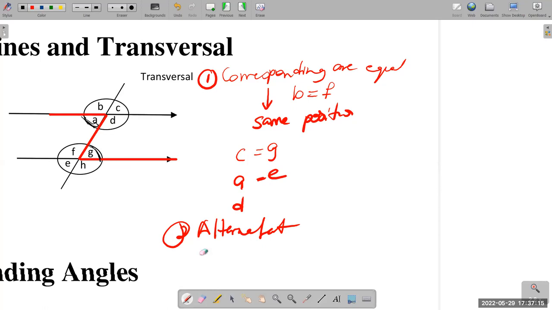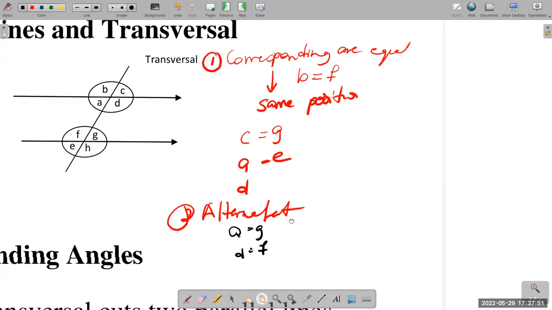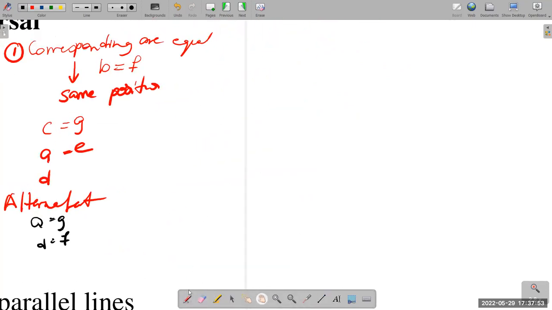Do you realize there's a backward Z as well? Anybody see the backward Z? It's a little bit more stretched out. So we see the 2 letters. What 2 letters is affiliated with the backward Z? D and F. Excellent. So D and F. So we know what alternate angles are. Alternate angles are angles affiliated with the Z shape. And that means A is equal to G and D is equal to F. Anybody remember the third one? Co-interior. Excellent.